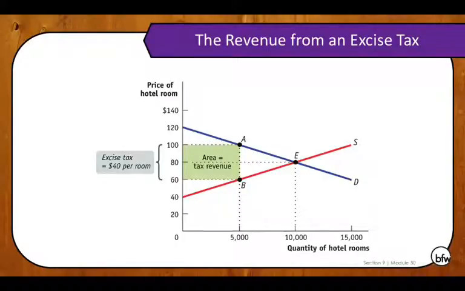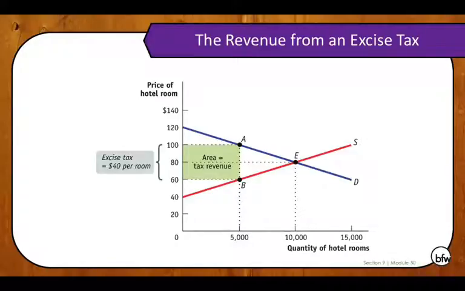Here, we're looking at the price of hotel rooms, and we're assuming that before the tax is imposed, the price of a hotel room is $80, and 10,000 hotel rooms are sold. But when the government imposes an excise tax of $40 per room, it creates a wedge in the amount of the tax between the sellers and the buyers. So now a room will sell for $100, but $60 will be received by the sellers of those hotel rooms.